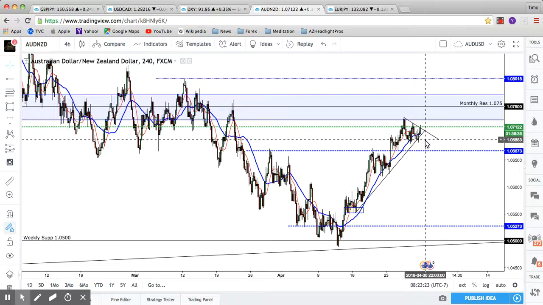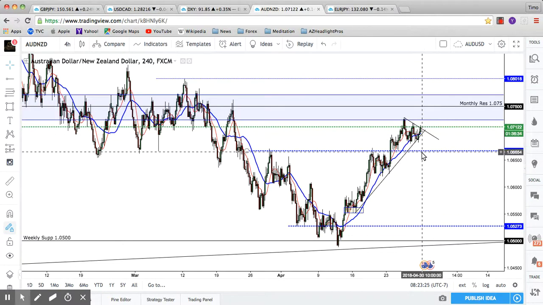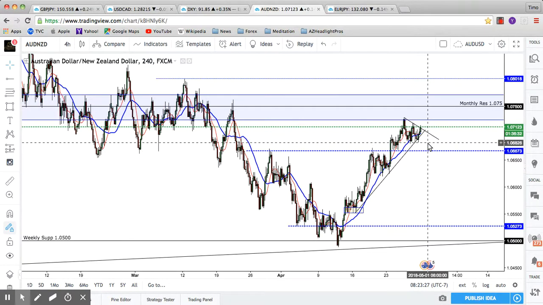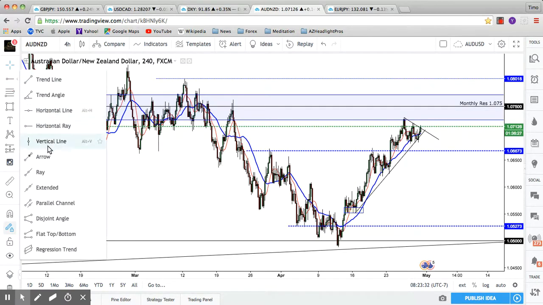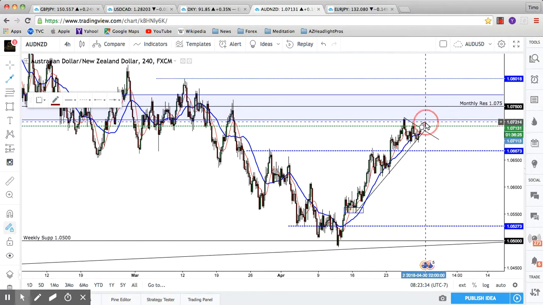Okay, and once we reach 1.0750, of course, I'll move my stops to break even, where it's a risk-free trade. So let's see if we could get another leg up, just another leg up on Aussie versus the New Zealand dollar. So this is the move I'm looking for.